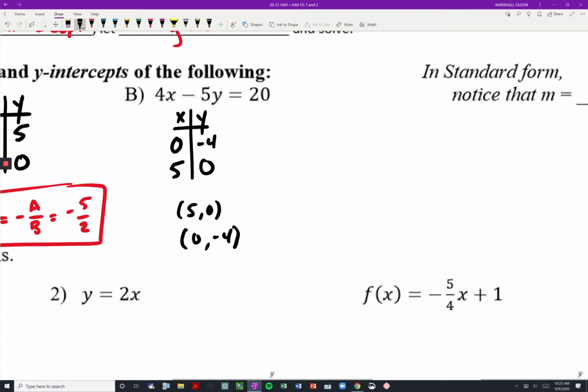And then the slope is going to be the opposite of a over b. So that'd be negative 4 over negative 5. Those negatives cancel out, and you're just left with 4/5 as your slope.